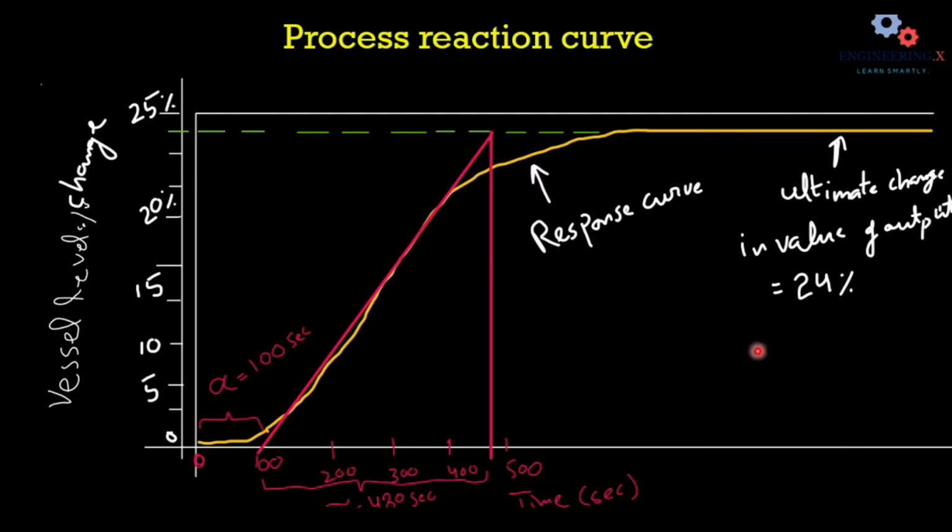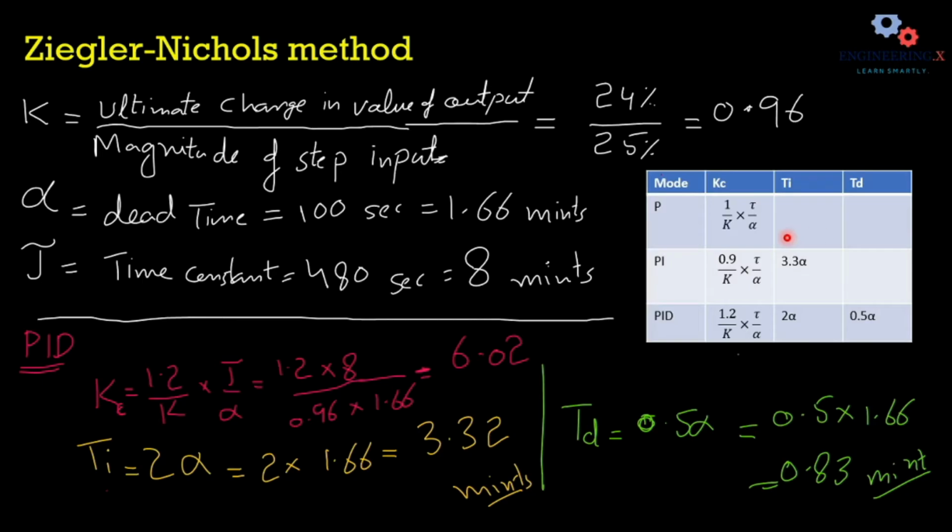For this case the dead time is 100 seconds, and tau is 480 seconds. The gain value we can calculate via the Ziegler-Nichols method. K is defined as the ultimate change in the value of the output, that is 24%, divided by the magnitude of the step input that we introduced in the form of disturbance, which was 25%. So the ratio of these two numbers is the value of K, that is 0.96, and we already know the dead time and the time constant.